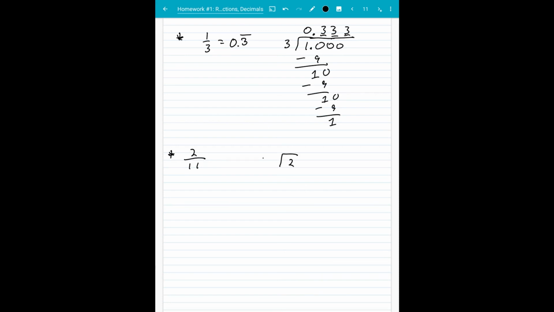2 and then 11. It cannot go into 2, so we put a 0 there. Now 11 goes into 20 1 time. Subtract 11, that gives us 9. Add a 0. 11 goes into 90 8 times, so that makes 88. That makes 2. Oh, there's that 20 again. 11 goes into 20 one time, so that makes 11. And you can see the cycle repeating in the division.